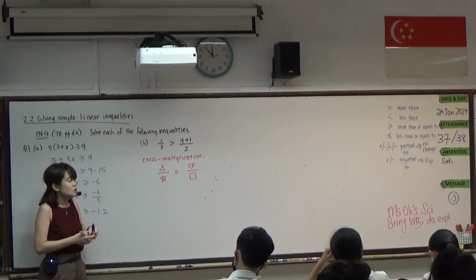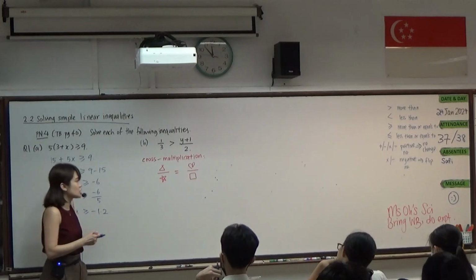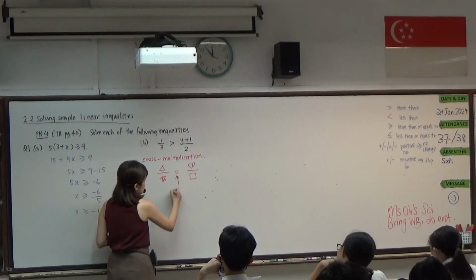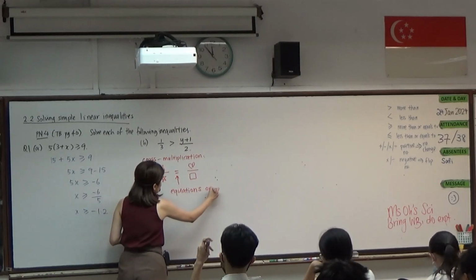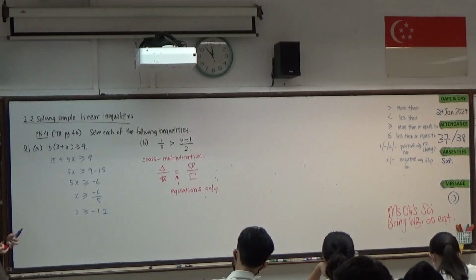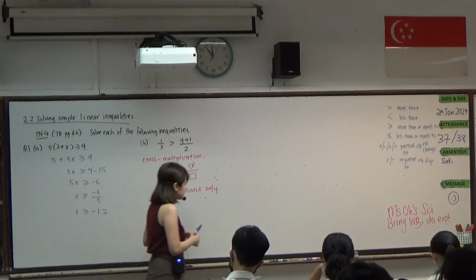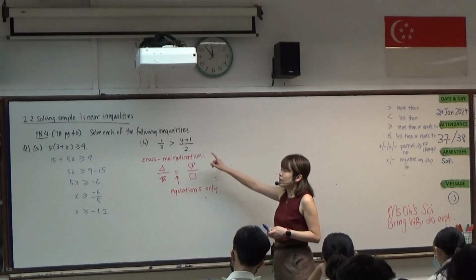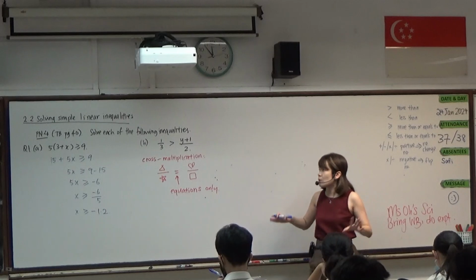No. Okay? So we actually cannot do our cross multiplication. We keep our cross multiplication only for equations. We don't do it for inequalities. The reason is, I'm not sure how you go about doing a cross multiplication, and I do not want to confuse this concept. So we keep to the idea that we're trying to balance both sides of the inequality.